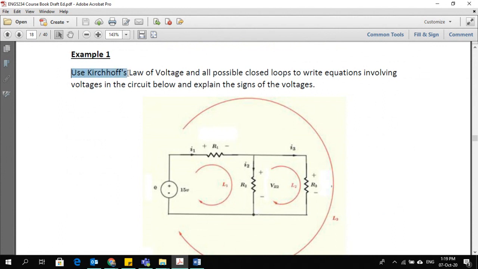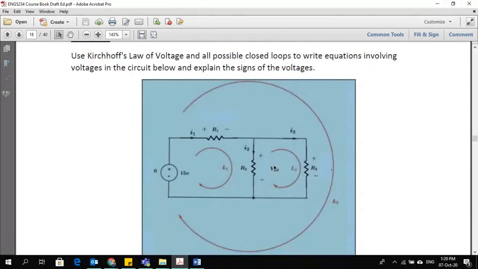Example 1 is: use Kirchhoff's law of voltage on all possible closed loops to write equations involving voltages in the circuit below, and explain the signs of the voltages. So this is a circuit here. There are no values given for any current or voltages. We just have to formulate the equations using Kirchhoff's voltage law for all the loops.